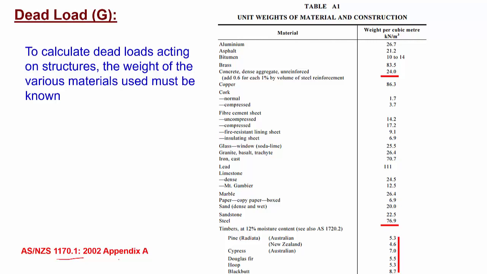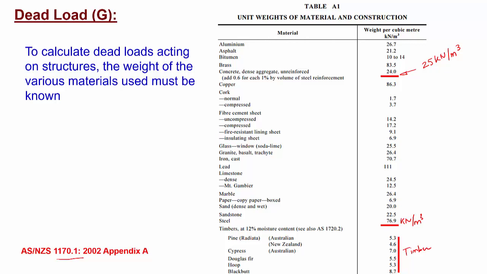As you can see here, the most commonly used construction material, concrete. The unit weight is 24 kilonewton per meter cube if it is a plain concrete. And if it has reinforcement in it, we usually use 25 kilonewton per meter cube. And for steel, 76.9 kilonewton per meter cube is the unit weight of steel. And for timber, depending on the species of timber, your unit weight can vary between 5 to 9 kilonewton per meter cube.